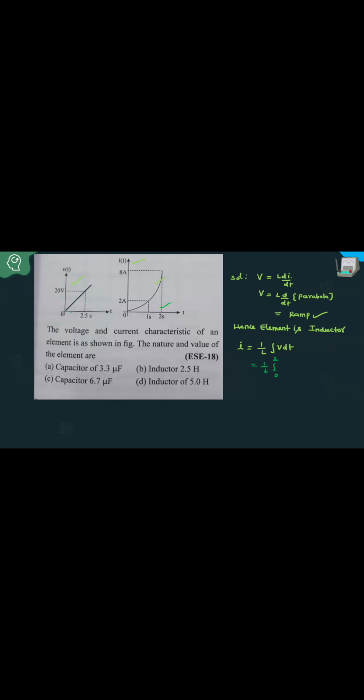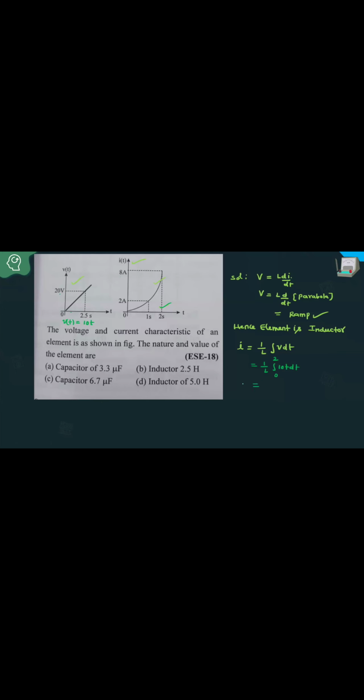If you find the slope of this curve for 0 to 2 seconds, then V of t is a ramp now. V of t equal to 10t. This is the ramp, V of t equal to 10t. Here it is 20 by 2, so 10t. That I'm writing as 10t into dt. Then how much can you get this? t square by 2 now.